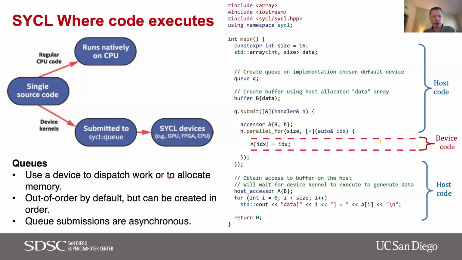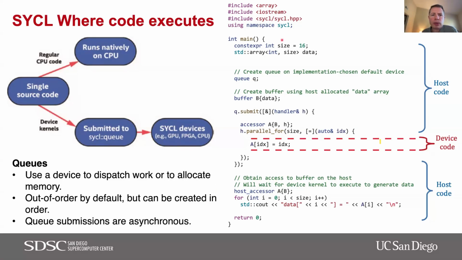So we've seen this on a slide before already. There's a memory allocation in a certain queue, and then there was the execution of the kernel in the same queue. And it's out of order by default, but it can be created in order. So if that's important and you know that kernels have to follow a certain order. And the queue submissions are asynchronous. So that's similar to CUDA. You basically execute the queue and then you can continue with the source code that's not launched in a queue.